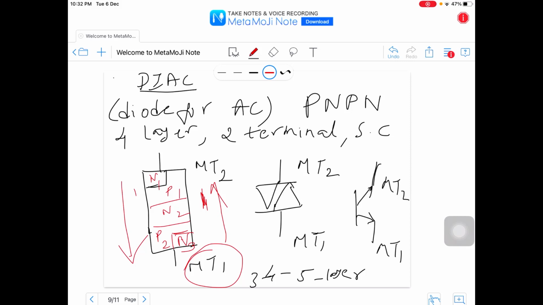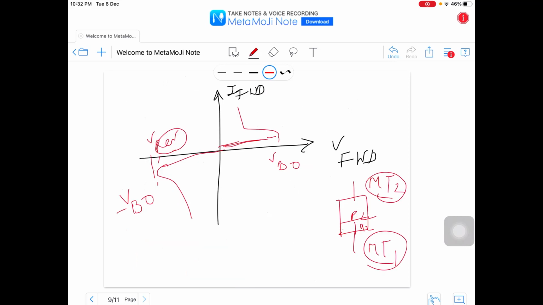If the applied voltage of either polarity is less than the avalanche breakdown voltage VB0, the Diac will be in the off state. So this is the off state. If the voltage exceeds VB0, then it will go into the turn-on state. A very small leakage current will be flowing until then.